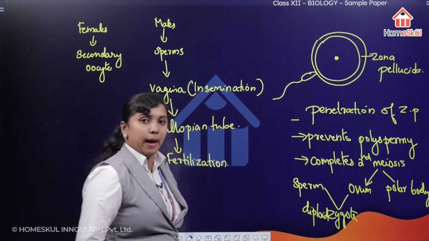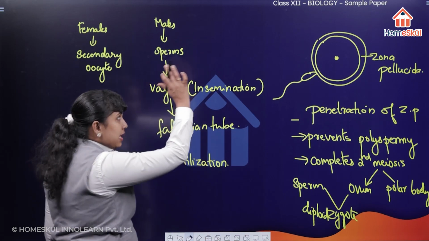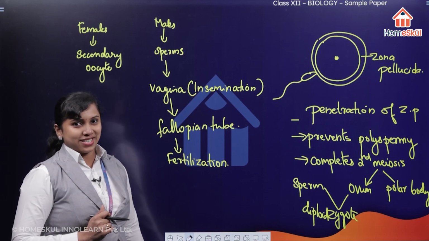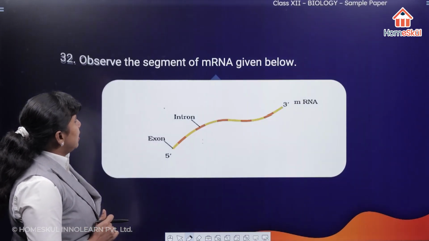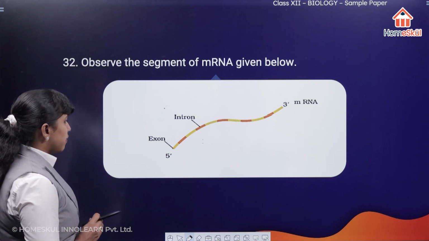The haploid sperm and haploid ovum will fuse together to form a diploid zygote. So this is the event. These are the events that occur during fertilization. Clear? Then, next question. Observe the segment of mRNA given below.